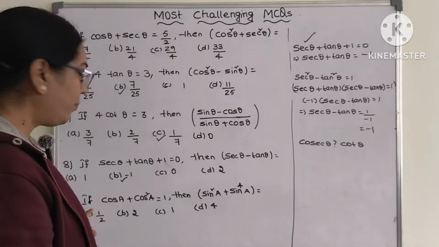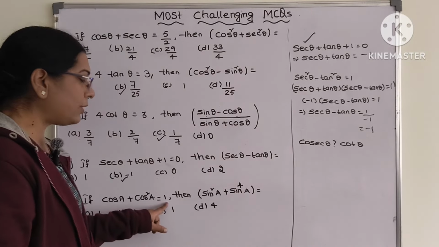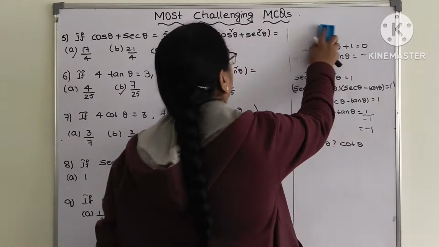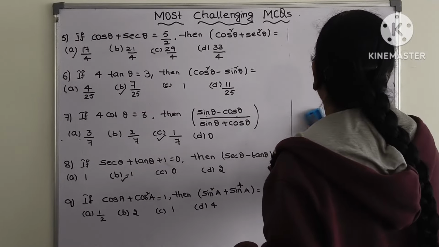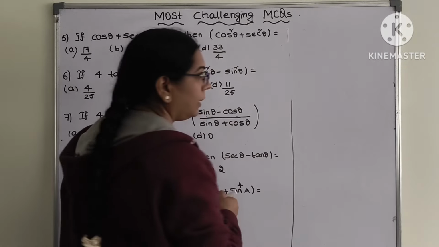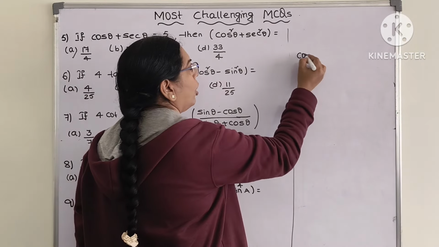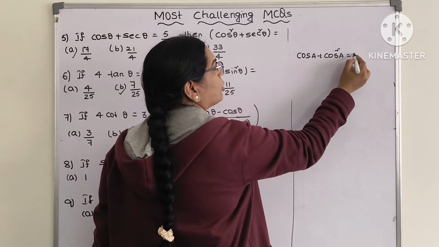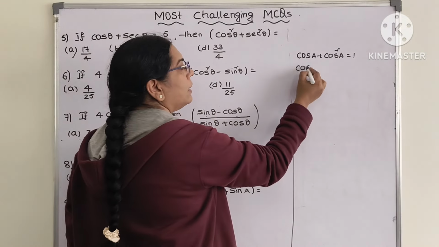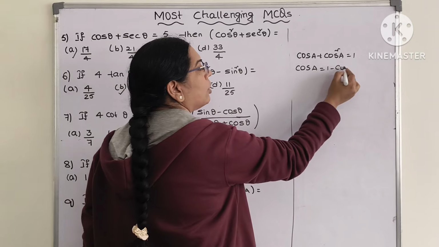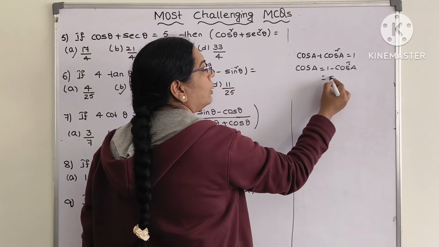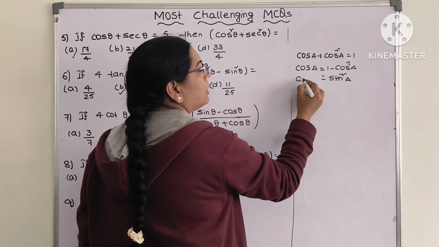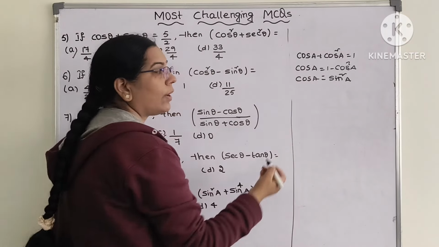The next question, children. If cos a plus cos square a is 1, find the value of sin square a plus sin power 4a. What is it that they give? Cos a plus cos square a is equal to 1. Take cos square a to the other side. It becomes 1 minus cos square a, which will be sin square a. Now cos a is equal to sin square a.